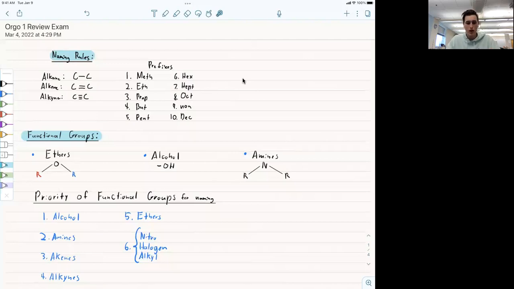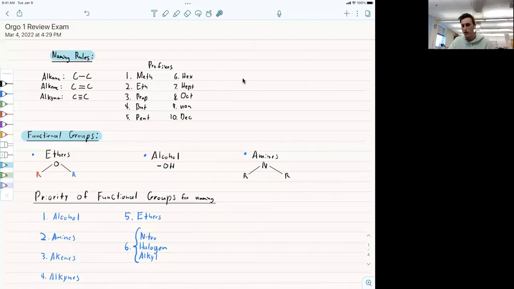As far as naming, we have our 3 regular naming groups of alkanes, alkenes, and alkynes, which just means that it has a single bond, a double, or a triple bond. And then just going through our prefixes like we did.